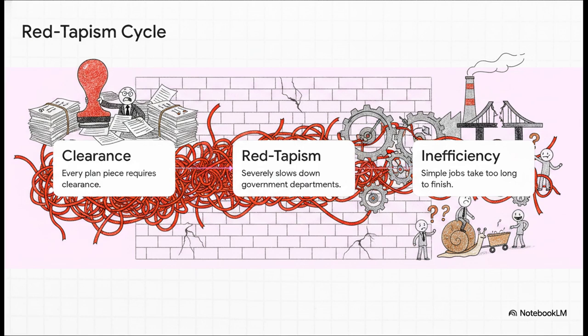A socialist economy is, by very definition, a massive state enterprise economy. Because everything is centrally planned, every single tiny bit of that plan has to be cleared by bureaucrats. This inevitably leads to heavy, suffocating red tape. The day-to-day work of government departments and autonomous bodies becomes incredibly slow-moving. Simple, straightforward jobs end up taking an unduly long time to complete.